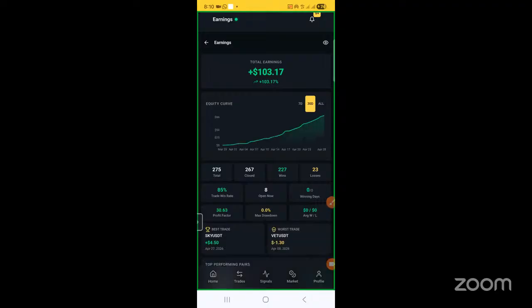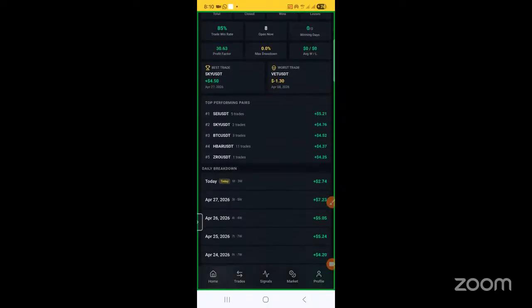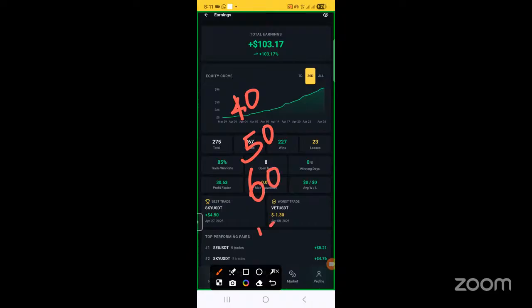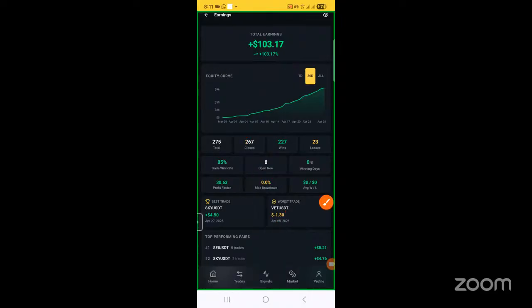As you can see, we are now over $100. For those of you who started with me, you saw this account when it was just around $40. You saw it go to $50, $60, and it is now at $100. That is the total profit made. It is at $103.